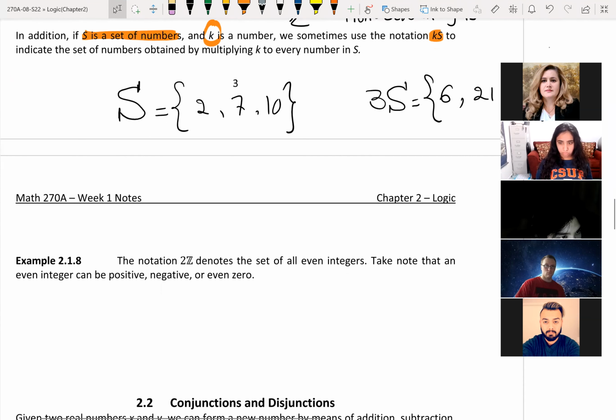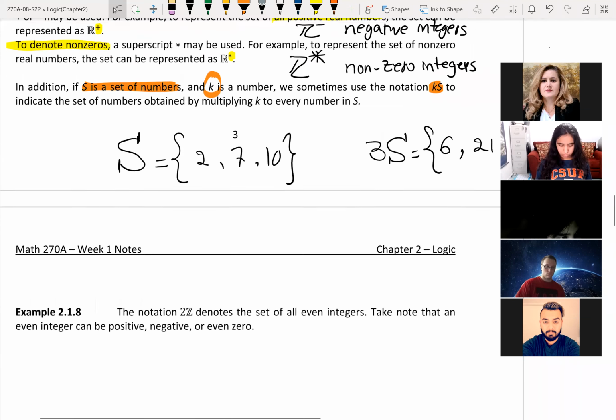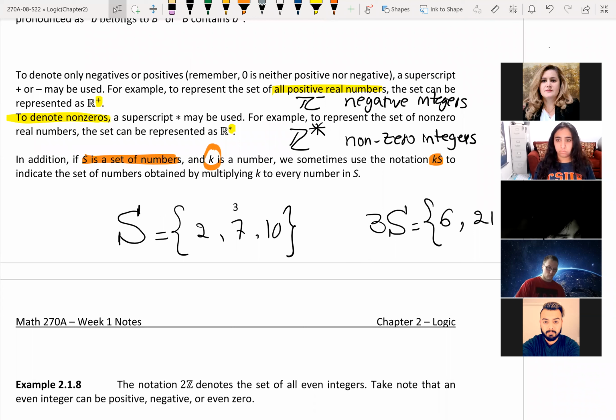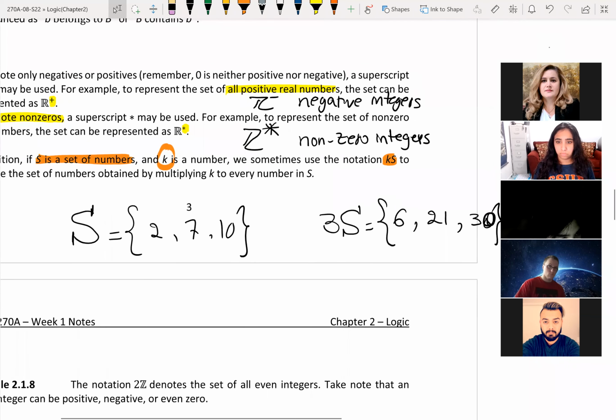Question. For the non-zero integers, can you show an example of what that would look like? I've never heard of that before. Non-zero integers, everything except 0. So it's going to be -3, -2, -1, then 1, 2, 3, and so on. It has everything except 0.